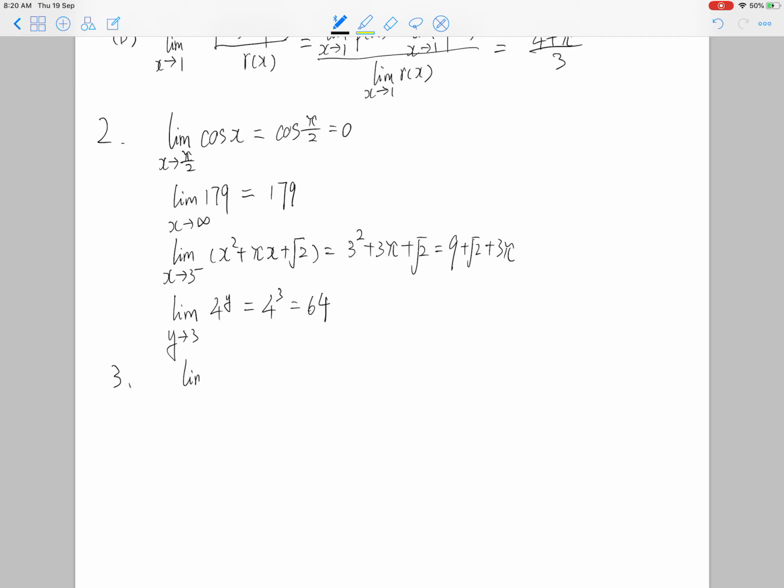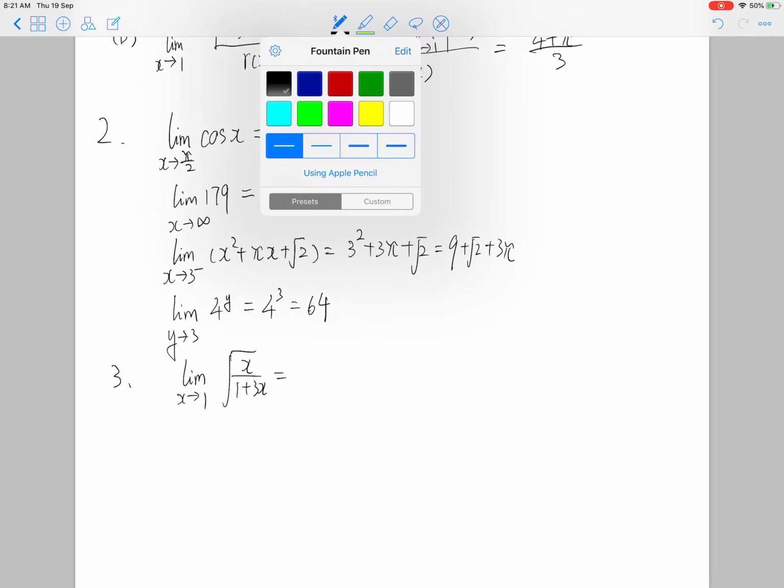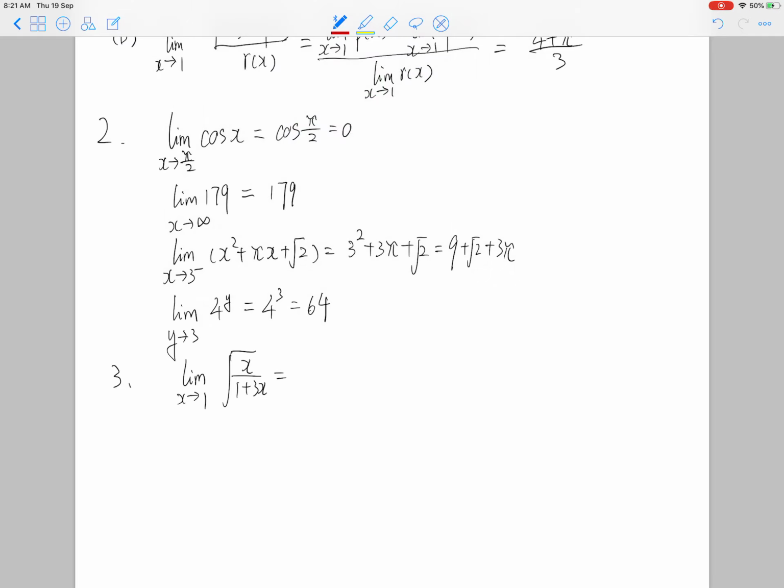Problem 3. The limit as x is approaching 1. This is a complicated function, but as long as this function is defined, it is continuous, because it is a combination of basic functions like a polynomial over another polynomial, a square root, and so on. So at point 1 this function is defined, so the limit when x is approaching 1 is equal to f(1).